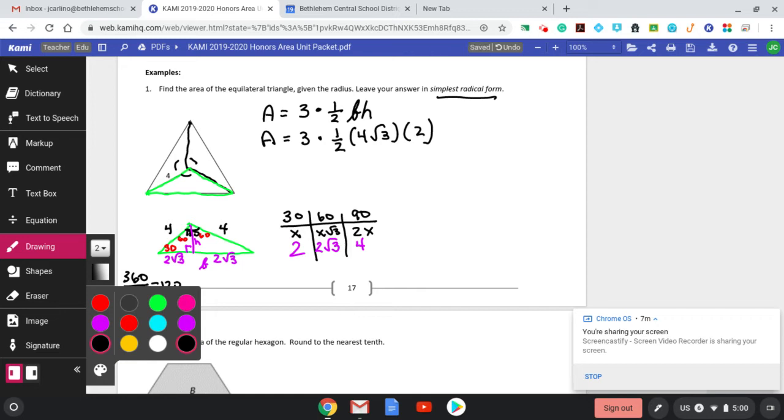Okay, so see what we're doing there. You're going to get a 30-60. You may have a 45-45. All right, it's going to get nuts.